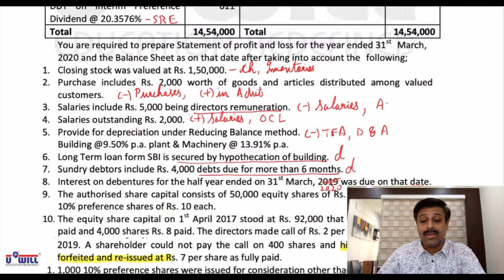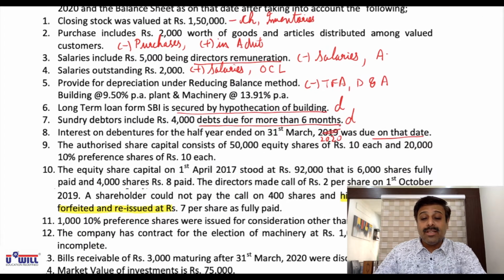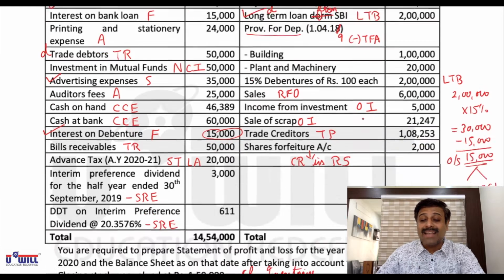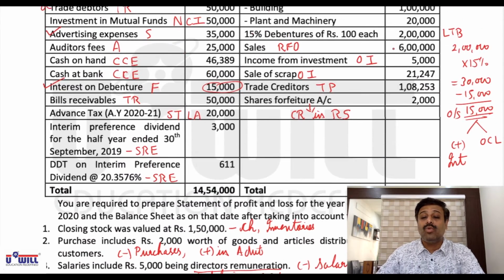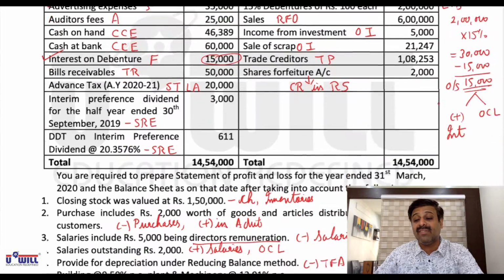That is 15,000. What two effects do we have to give for that? One effect we have to plus in interest on debentures, and the second effect we have to show in other current liabilities. So here we have done it in this manner. Even if you count it for half year, 2 lakhs into 15% into 6 by 12, then also you get 15,000. The same amount, 15,000.